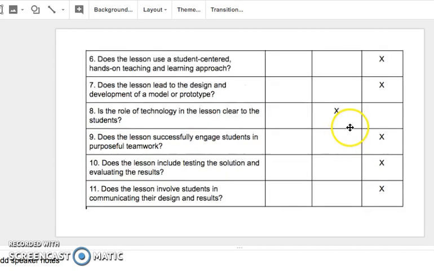And then lastly, is the role of technology in this lesson clear to the students? If I would use the virtual reality goggles, then yes, it would be clear. But again, with the tags, I was a little confused about how to use the sensor. So I wanted to put someone here just because I need to learn more about that before I actually use it in my classroom. Thank you.